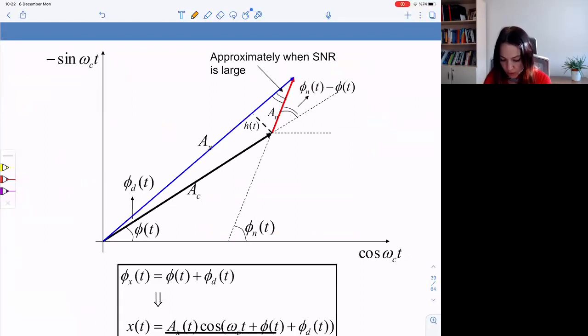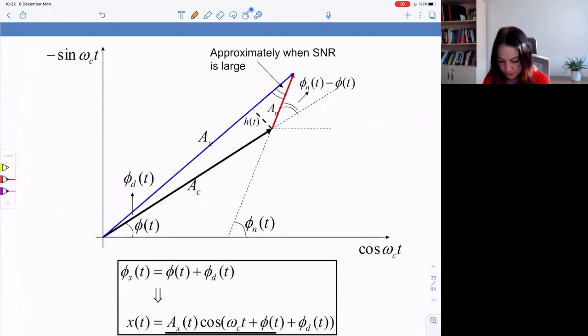Okay, so this is our signal. A_C is the original carrier amplitude, and theta is here.